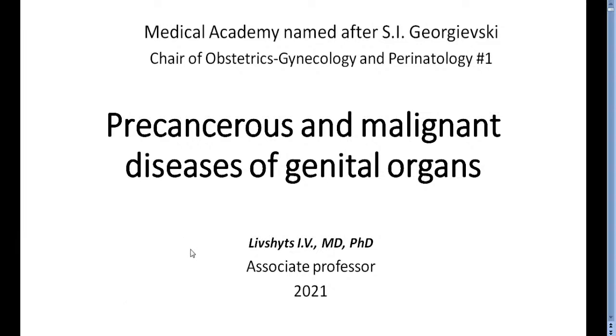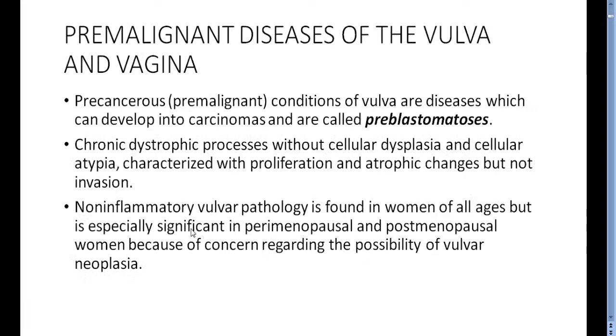Good afternoon, students. We are going to start the lecture. The topic is precancerous and malignant diseases of female genital organs. I have no conflicts of interest regarding this topic. And we will start from the beginning, from the diseases of the vulva and vagina, which may be precancerous or even malignant. All precancerous conditions of the vulva are diseases which can develop into carcinomas, called preblastomatosis.